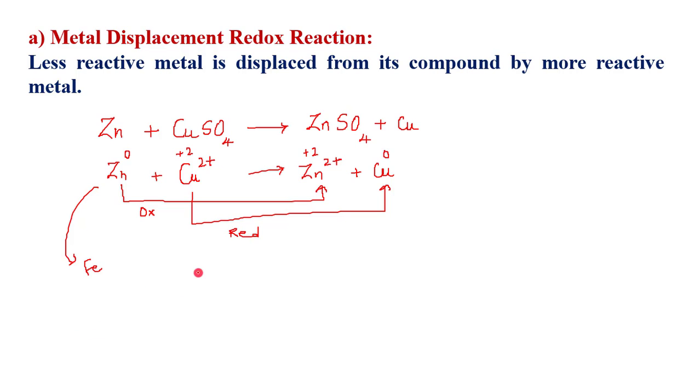If I take another example, magnesium treated with titanium tetrachloride. In titanium tetrachloride, the titanium is a less reactive metal, it will be displaced by the more reactive magnesium. So you will be getting titanium, and the other product will be magnesium chloride, MgCl2.